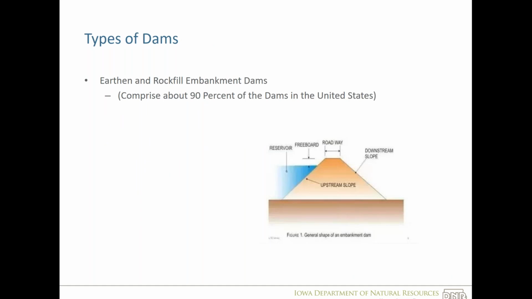So, types of dams. Earthen dams and rockfill embankment dams are really the bread and butter, the primary dams throughout the country and Iowa. We don't have a lot of rockfill dams in Iowa. We can generally build our earthen dams homogeneous, meaning that we have enough clay in most of our locations where we build dams that we can do a single clay embankment here in Iowa.